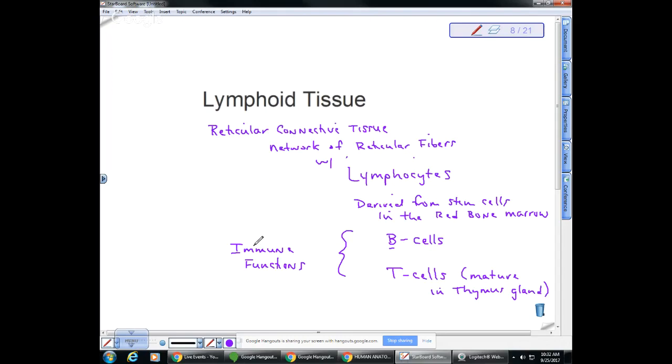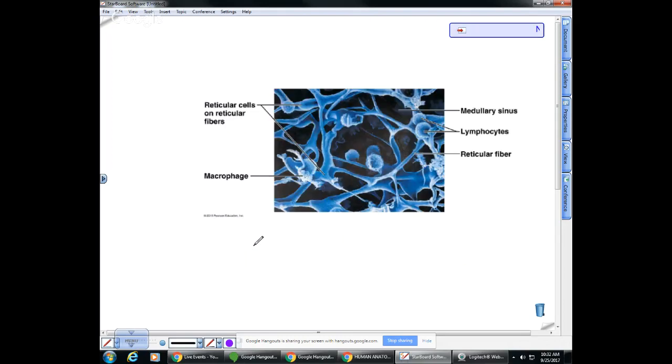So in your textbook, there's a picture, an electron microscope picture of this reticular connective tissue. Okay. So this just shows the fibers that are in the connective tissue, and then it shows the lymphocytes, which are located right here, and notice the spaces. And so as the lymph comes through, it has to be filtered through these spaces.